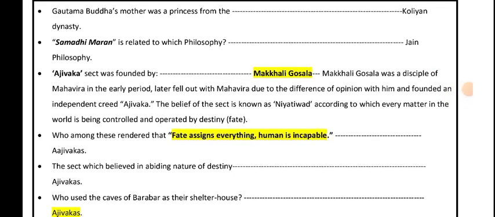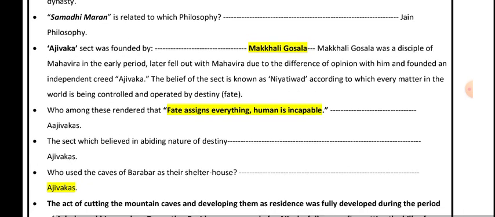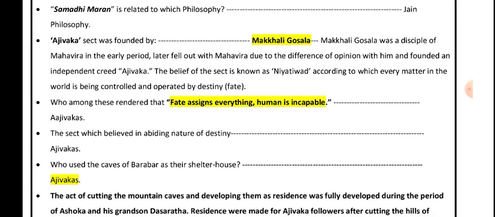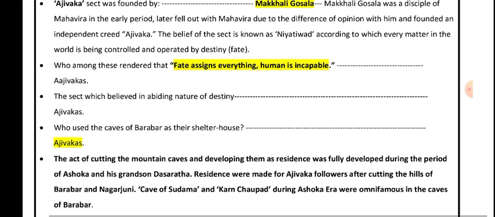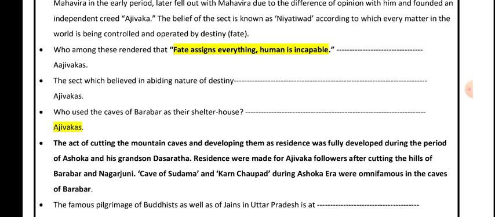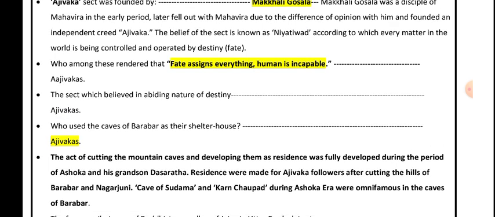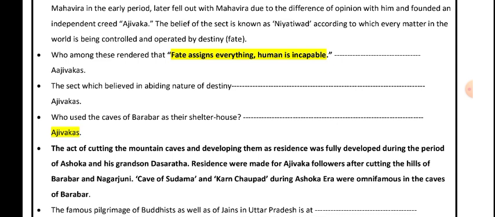Gautam Buddha's mother was a princess of the Koliya dynasty. Samadhi Maran is related to which philosophy? Jaina philosophy. The Ajivika sect was founded by Makkhali Gosala. Makkhali Gosala was a disciple of Mahavira in the early period. Later he fell out with Mahavira due to a difference of opinion and founded an independent creed, Ajivika.